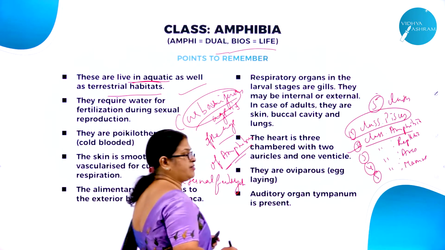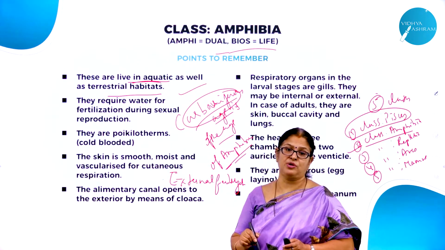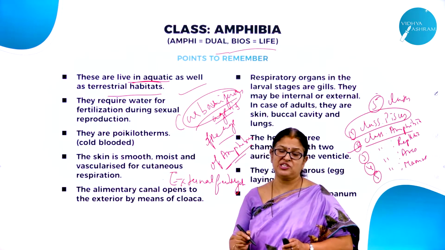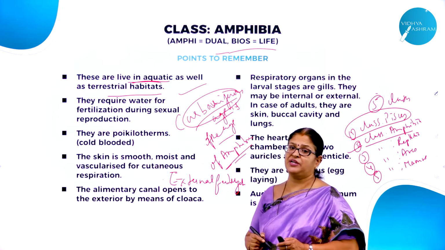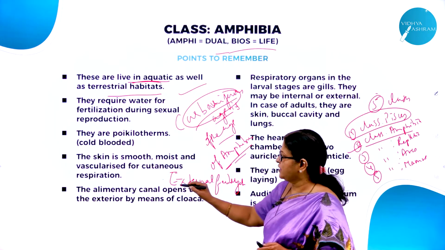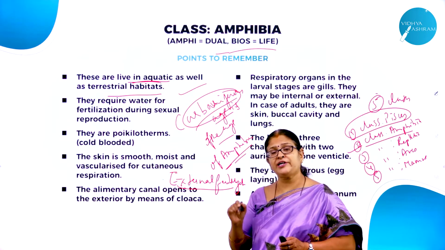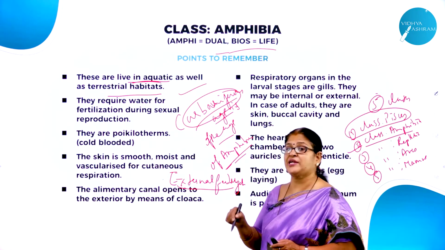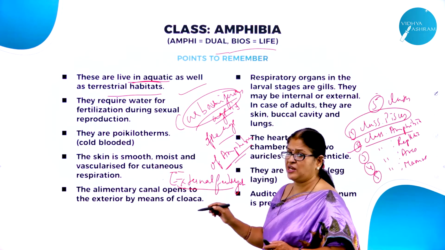What do you mean by external fertilization? The female frog goes to the water to lay eggs, and the male frog will come and shed the sperms on the eggs, and the process of fusion of the gametes will take place in water, hence the name external fertilization. The process of fusion of the gametes will not take place inside the body of the animal, hence it is not internal fertilization, it is external fertilization.